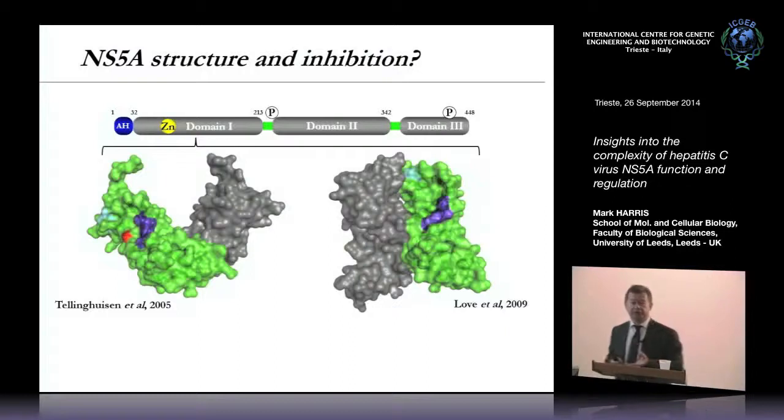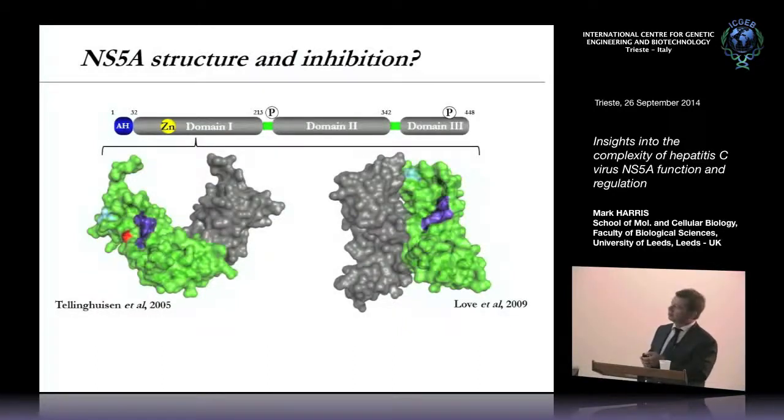So here's the structure of this domain 1, and there's been two crystal structures solved of the genotype 1B NS5A. One by Tim Tellinghuysen, who was in Charlie Rice's lab at the time, and then another structure published a few years later. And essentially, they both show a dimer of this domain 1. But the dimers are very different in the dimer formation. They have the same monomer, but the dimer is configured in very different ways.